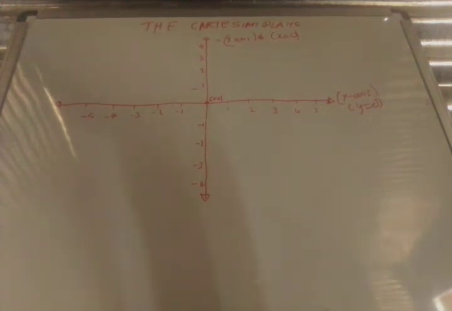So again, the equation of the x-axis is y equals 0, because at any point on the x-axis, the y value would be 0. Again, at any point on the y-axis, the x value would be 0. Therefore, the equation of the y-axis is x equals 0.